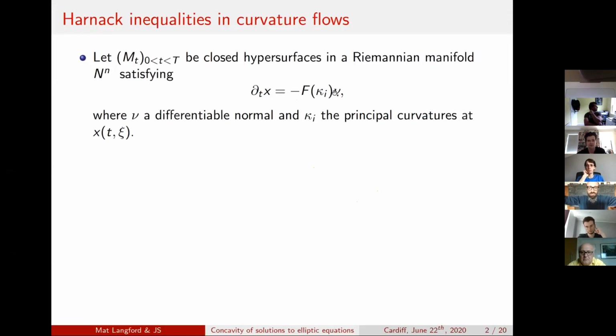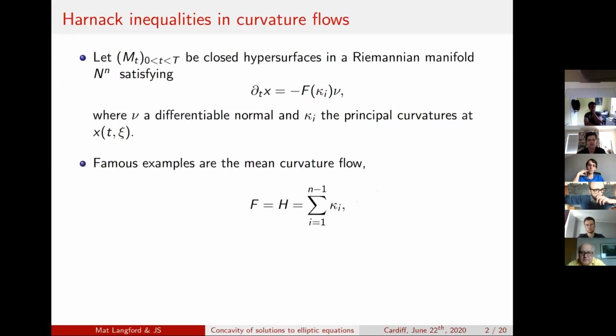And the normal velocity is given by a function of the curvature, which we denote by kappa_i. So if you have an arbitrary surface of n-1 dimensions, we have n-1 principal curvatures associated to the surface at every point. And we take a function of these curvatures, and this gives us a normal velocity of the movement of these surfaces.